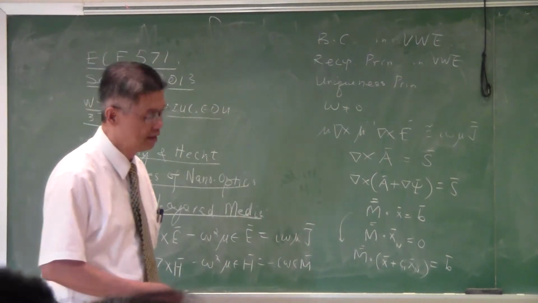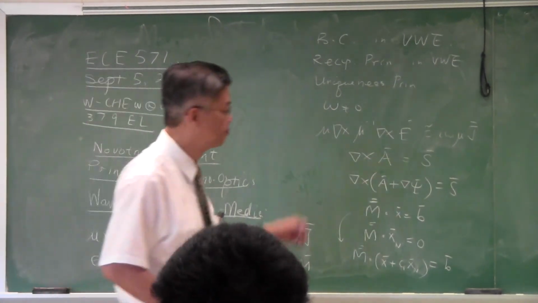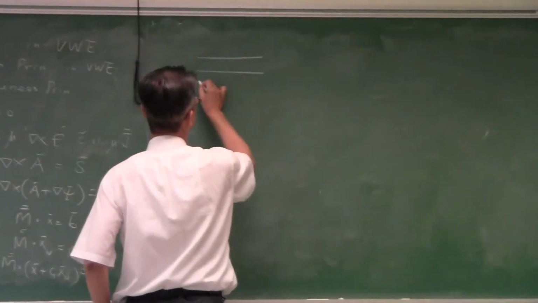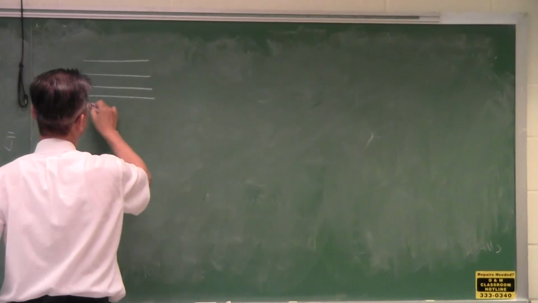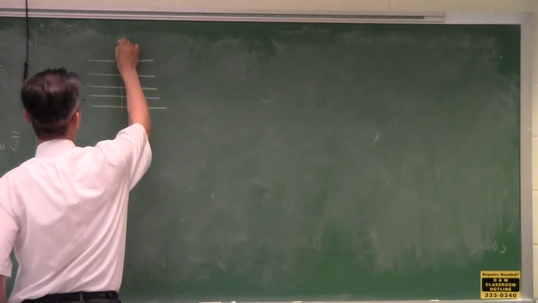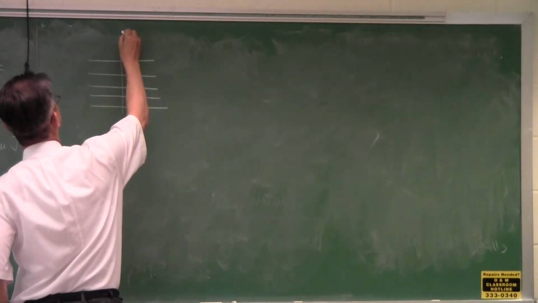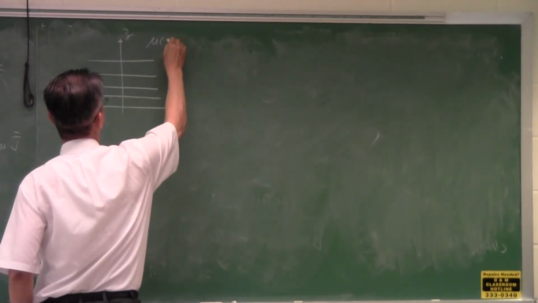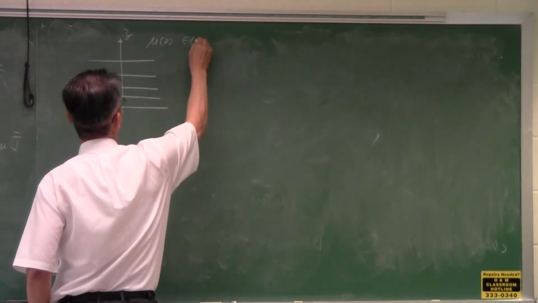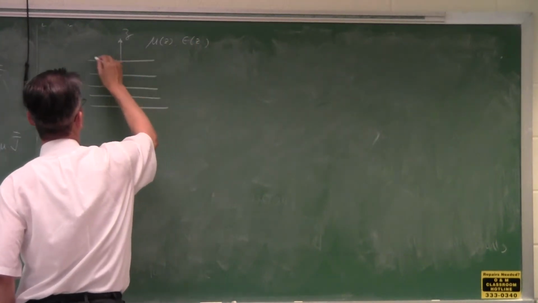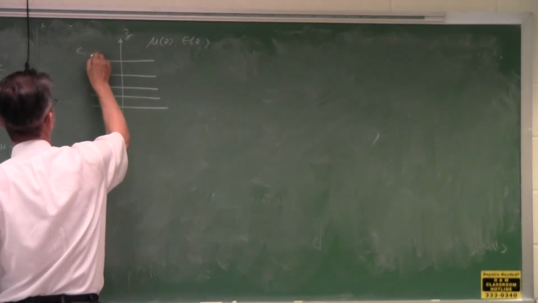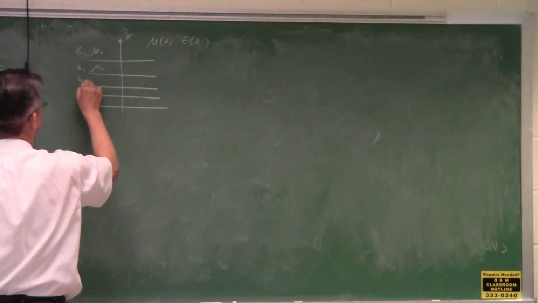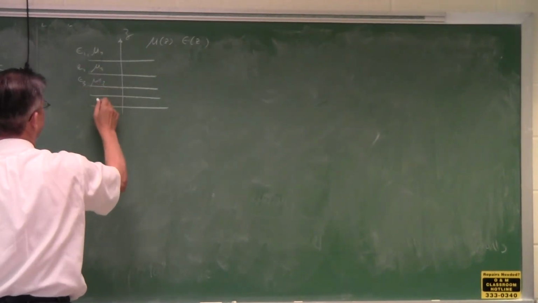So let's try to solve this equation for the layered medium. That is, if we have layering such as this one over here, this is z, and then mu is a function of z, epsilon is a function of z. So this might be epsilon 1 mu 1, epsilon 2 mu 2, epsilon 3 mu 3, and so on.